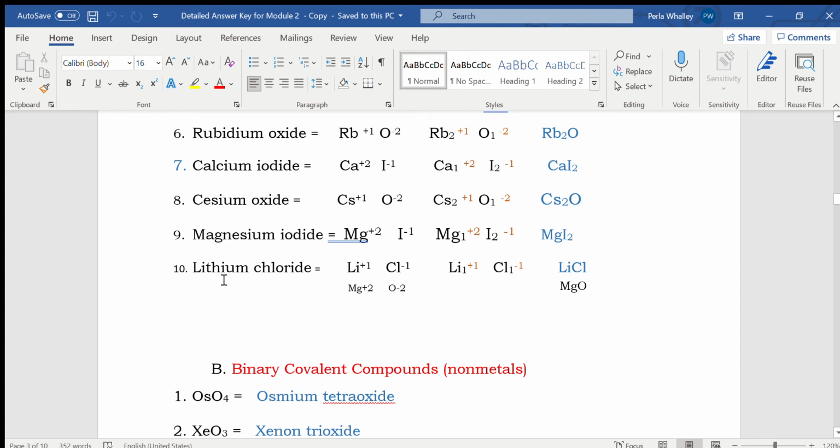Now, for number 10, lithium chloride, look, the charges are equal. Plus 1 and minus 1. There is no need to cross over. What you will do is just copy the symbols, LiCl. That's that. The same with magnesium plus 2, oxide minus 2. Similar number of charges. So just copy MgO. Okay, that's clear.